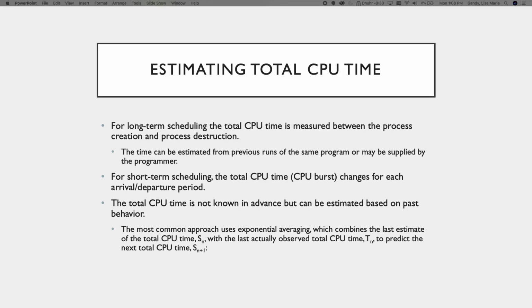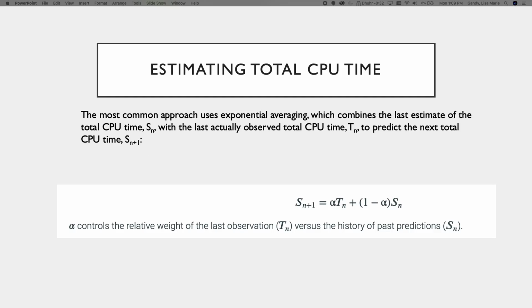So for short-term scheduling, the total CPU time, which is often called a CPU burst, changes for each arrival departure period. The total CPU time is not known in advance, but can be estimated based on past behavior. The most common approach uses what's called exponential averaging, which combines the last estimate of the total CPU time with the last actually observed total CPU time. The estimate is S, and the observed is T, to predict the next total CPU time. So it's like a balance.